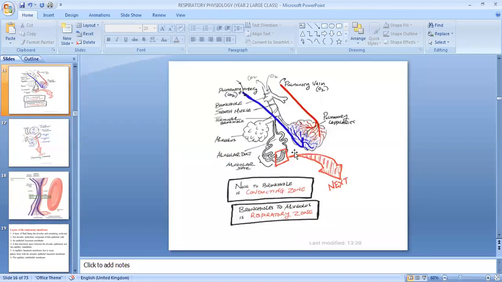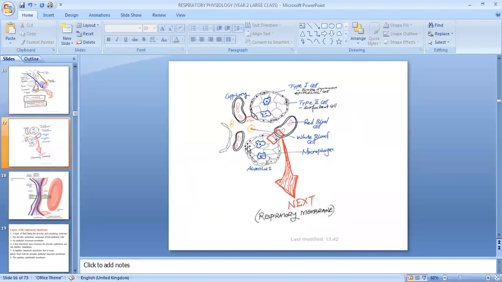Now, I want to pick this portion of the alveolus, which is in close proximity with the pulmonary capillary, a section of it, and magnify it so that we start appreciating the arrangement of the alveolar sac and the blood vessel. The alveolar sac and the pulmonary capillary is here. Now, the surface of the alveolus is principally made up of a type 1 cell and a type 2 cell.